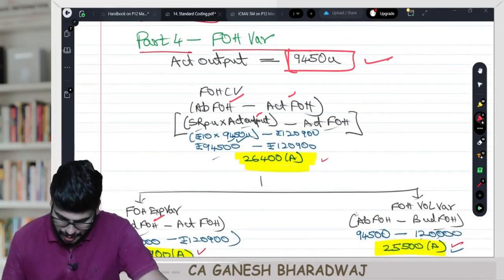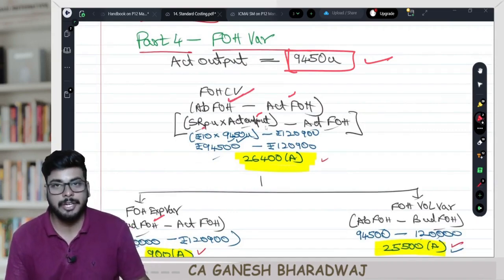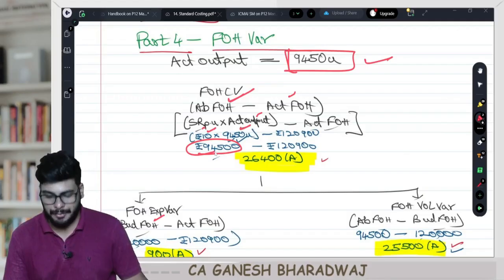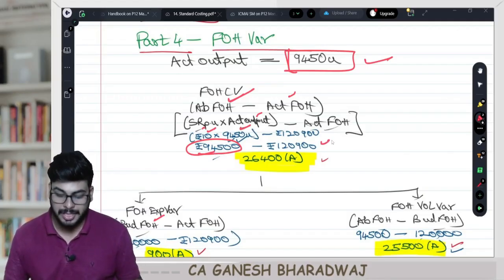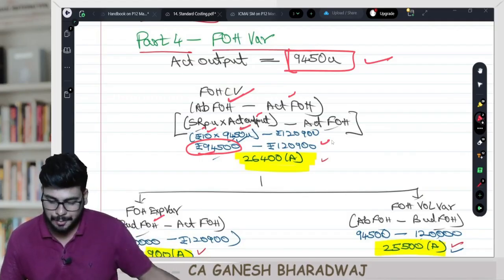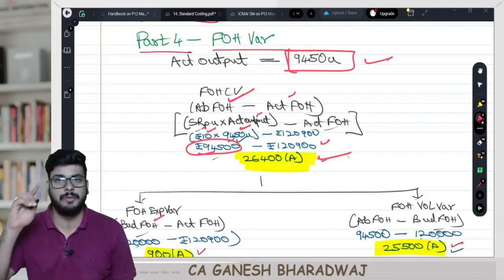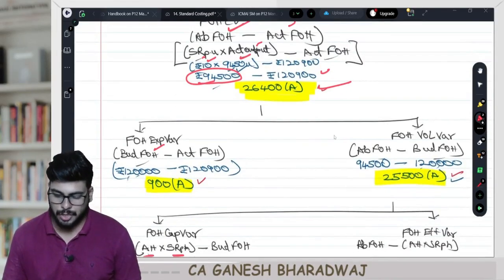So now, guys, what is this? Your absorbed overheads, so standard rate per unit into actual output, 10 rupees per unit into 9,450. So I'm absorbing overheads of 94,500, but actual overheads is 1,20,900, which means there is an under absorption, which is an adverse variance. It is 26,400. This gets bifurcated into two: expenditure and volume variance.